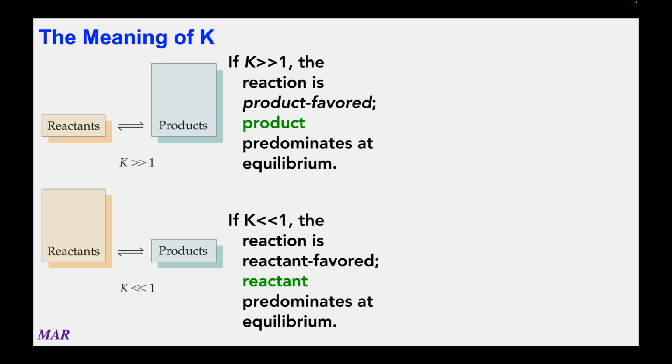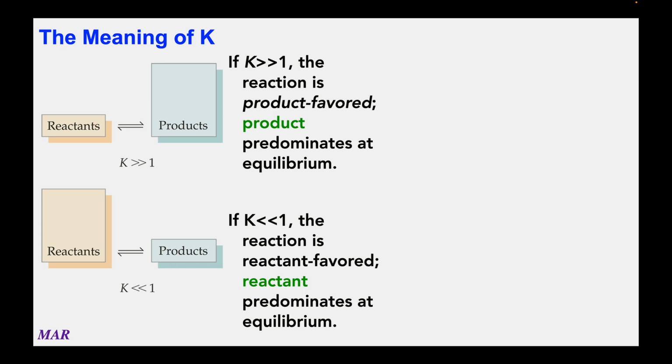So if you have a K that's greater than 1, you will have a product-favored reaction. The product dominates at equilibrium. Since you have more product over reactant, product over reactant will be greater than 1. That's what a K value greater than 1 is. On the other hand, we're going to see a lot of Ks that are much less than 1. That means you have more reactants around than products. Your reactant will dominate at equilibrium.